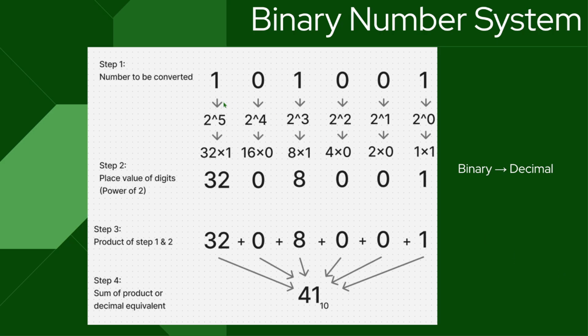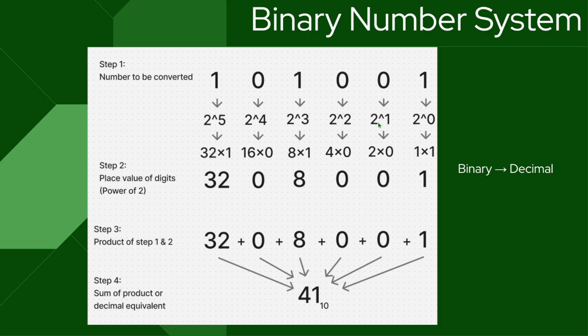Let's look at this example here. Our binary number is 101001. You always start on the right-hand side because that's our smallest digit. You don't read it left to right, it's right to left. Looking at 2 to the power of 0, what is our output? It's 1. We're multiplying that by 1 because we do have a number there. So 1 times 1 is 1.